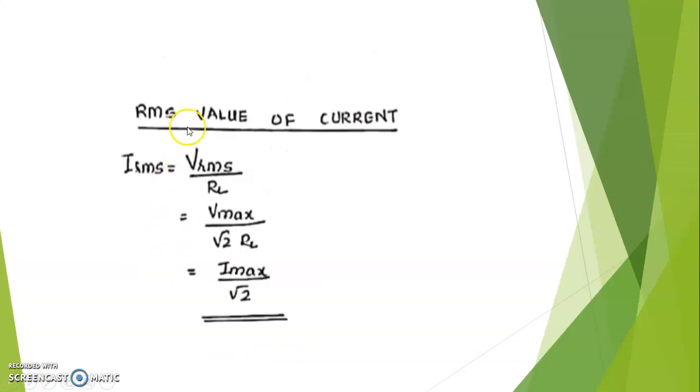Then again, in order to find the RMS value of the current, we will find IRMS is equal to Vrms by RL. Voltage by resistance will give current. So Vmax by root 2 is the value that we found in the previous slide, then divided by RL. So Vmax by RL, we can replace it by the term Imax. So the IRMS value of the bridge rectifier is equal to Imax by root 2.